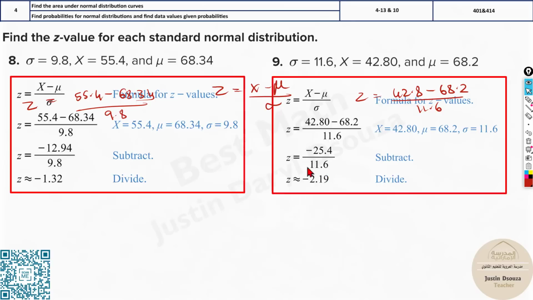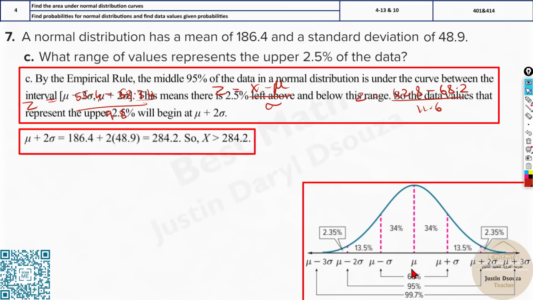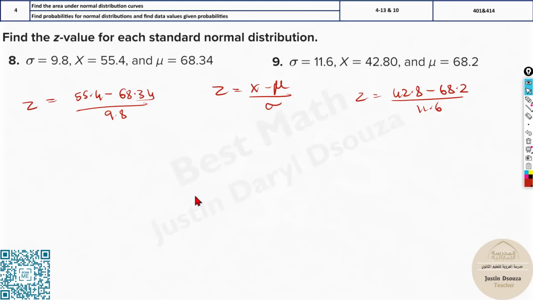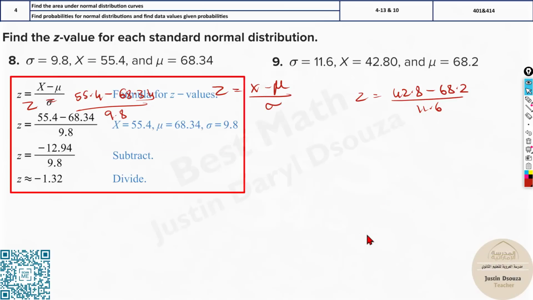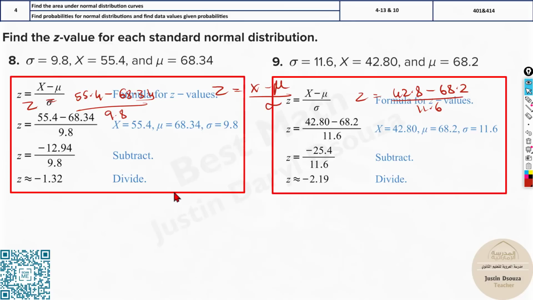Now here both are negative values. That means it's on the left side of the normal distribution curve. Let me just show you here. That means minus 2 is somewhere over here. So many times sigma. Now 1 sigma, 2 sigma, it's over here. If it is 1.32, it is more than 1 but less than this, somewhere over here. That's the sigma value. So that's how we understand where exactly it lies in the normal curve.